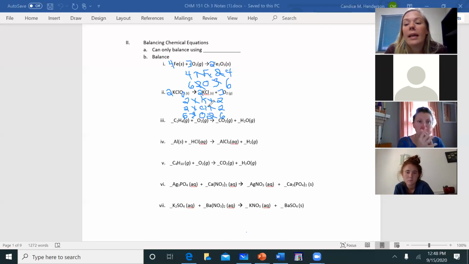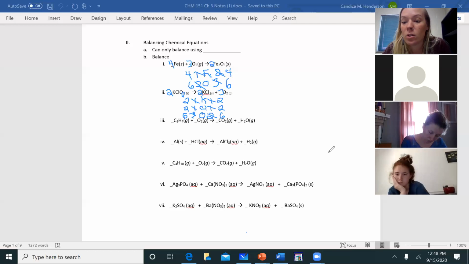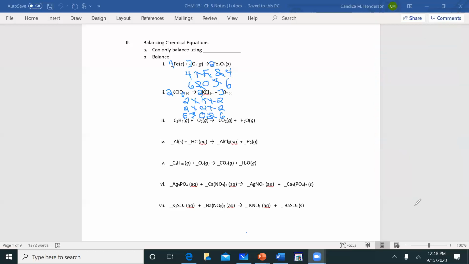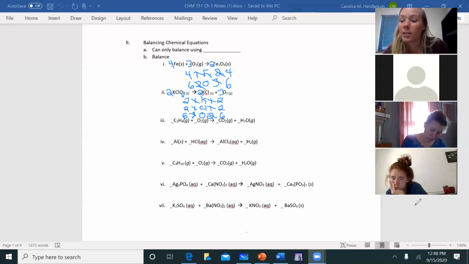So does anybody have any questions about the first 2 there as far as balancing is concerned? I mean, obviously we need to practice, right? Practice, practice, practice. But any questions on the concept of it, on what we're trying to do, what our end goal is?